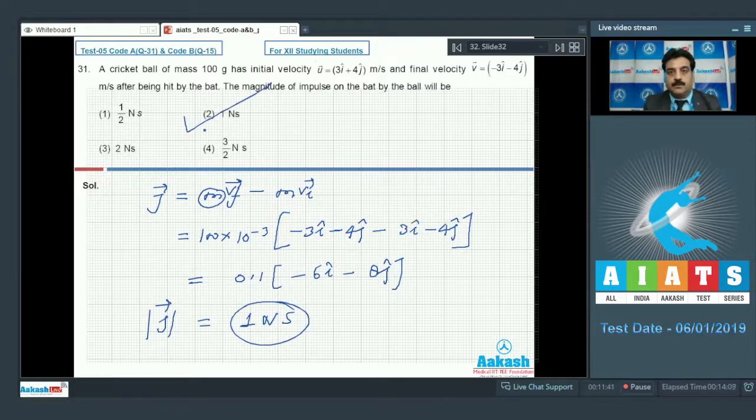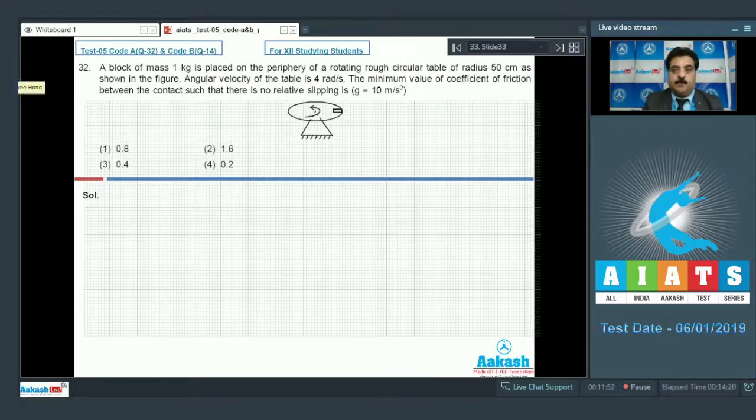So let's move on to question number 32. In problem number 32, a block of mass 1 kg is placed on the periphery of a rotating rough circular table of radius 50 cm as shown in the figure. Angular velocity of the table is 4 radian per second. The minimum value of coefficient of friction between the contact such that there is no relative slipping.